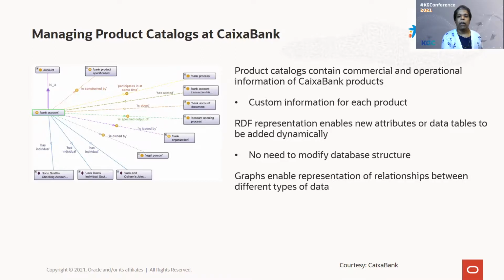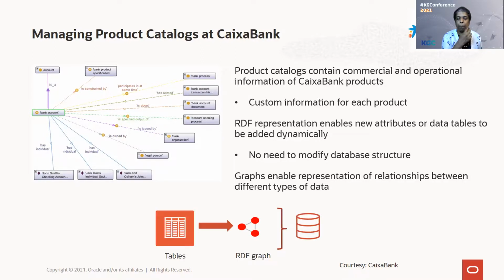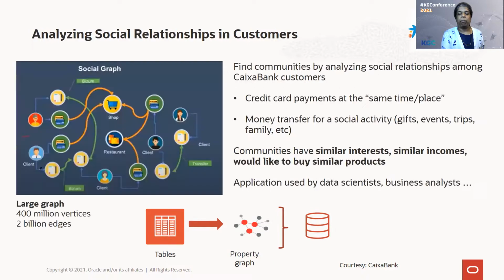Graphs can help you find relationships between your data entities, and their source data is in tables. They create an RDF graph representation. And once again, they're able to do that within an Oracle database infrastructure. So another system that is in production at Keshav Bank is something that's based on property graphs. So they represent all Keshav Bank users as nodes in a graph.